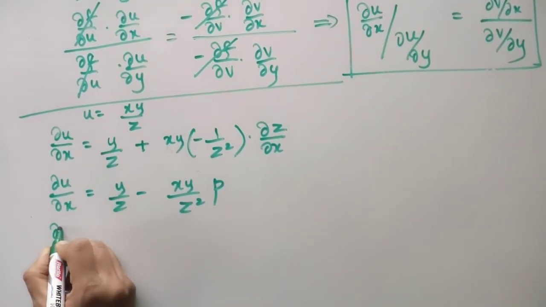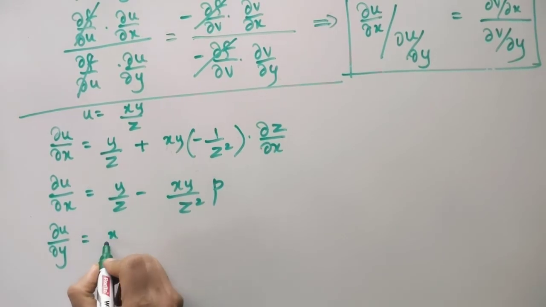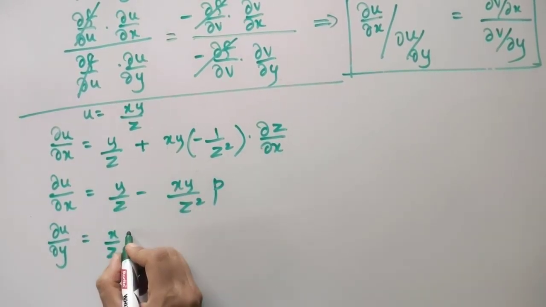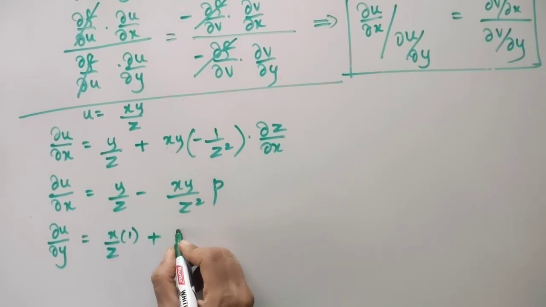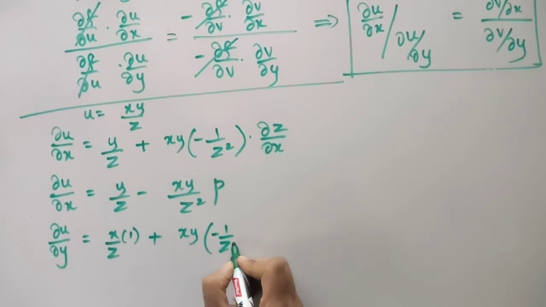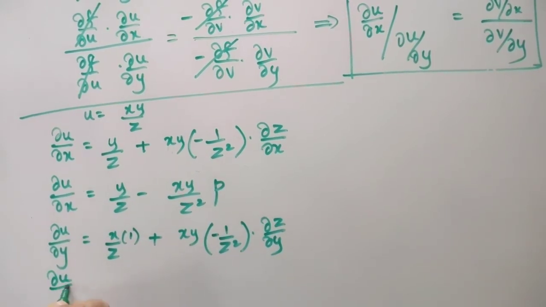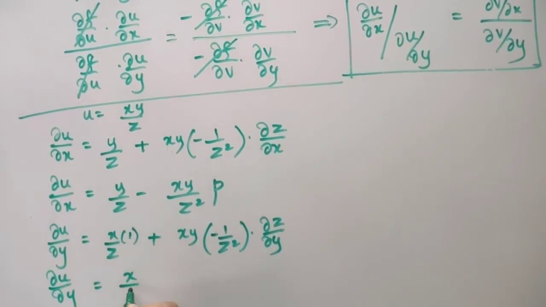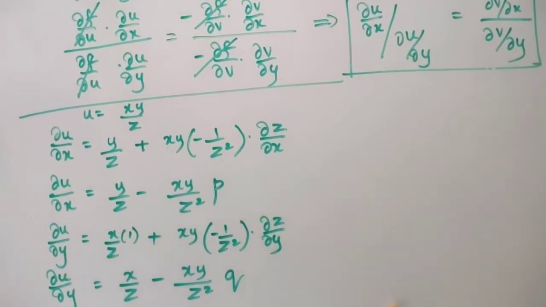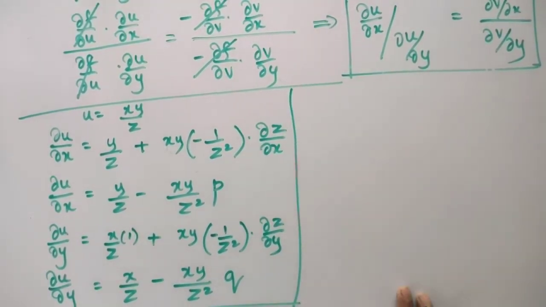Similarly, let's work for ∂u/∂y. Earlier we did with x, now we have to do with y. x divided by z as it is, derivative of y with respect to y, in the numerator it becomes 1, plus x into y as it is, derivative of 1 by z with respect to y will be minus 1 by z square into ∂z/∂y. Now let us simplify and write ∂u/∂y is equal to x divided by z minus xy divided by z square into q, because ∂z/∂y is q. Okay. ∂u/∂y and ∂u/∂x are done.